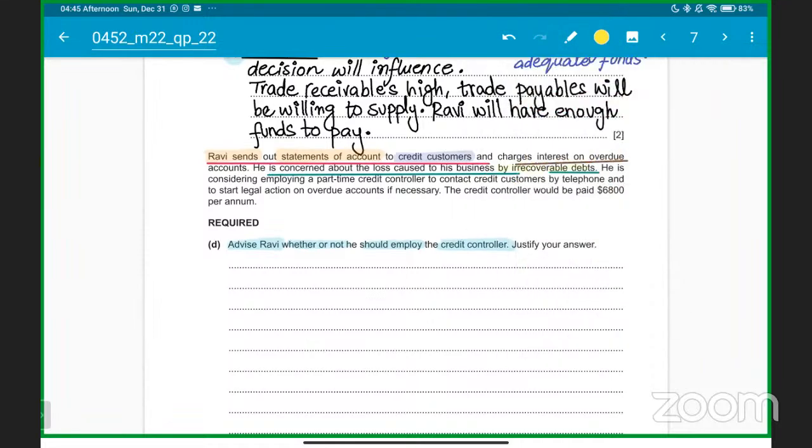There's a loss going on and he's charging interest as well. So he is considering employing a part-time credit controller to contact credit customers by telephone to start legal action on overdue accounts if necessary. The credit controller would be paid $6,800 per annum. So basically, he's trying to hire a person, a credit controller, who will look into his credit customers, and whether he should do it or not.